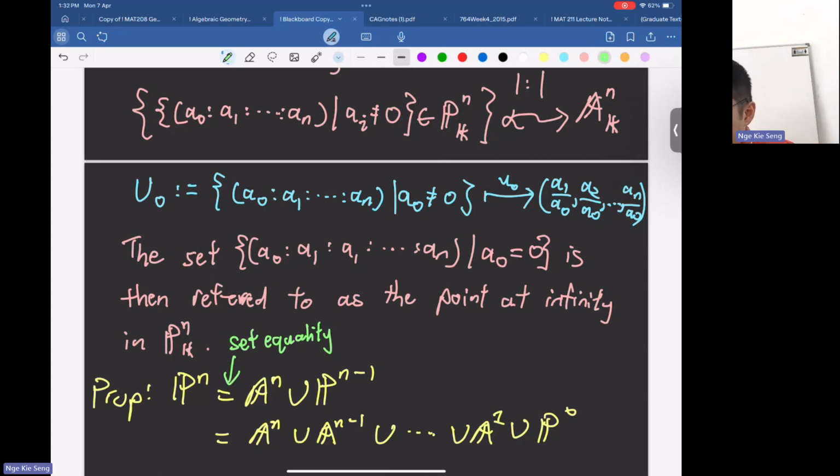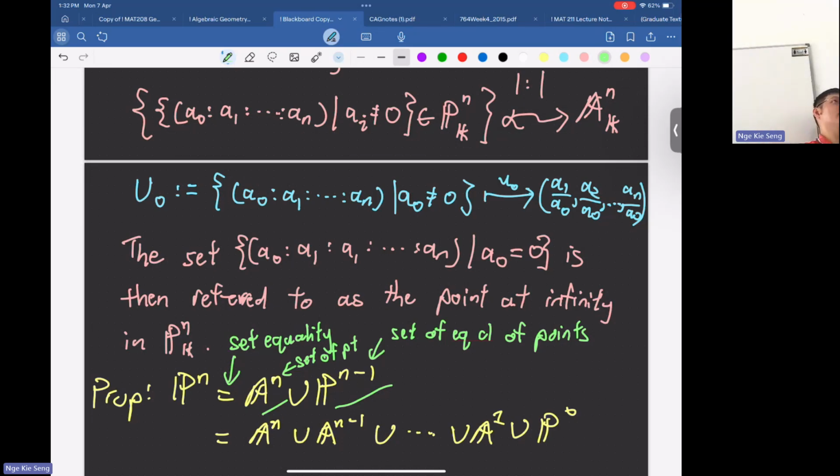But as we can see, P^(n+1) and A^n really are different sets. Their elements come from different sets. In particular, P^(n+1) is a set of equivalence classes of points, but A^n is a set of points. So this is the problem here. How to solve this problem? So what am I trying to say? Bijection. Just bijection. So I cannot put equal here.